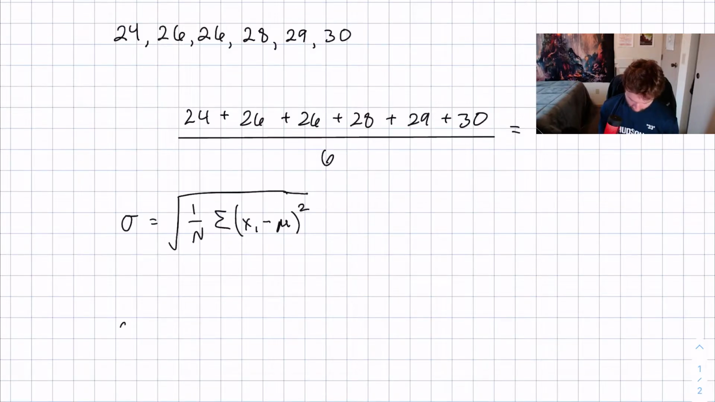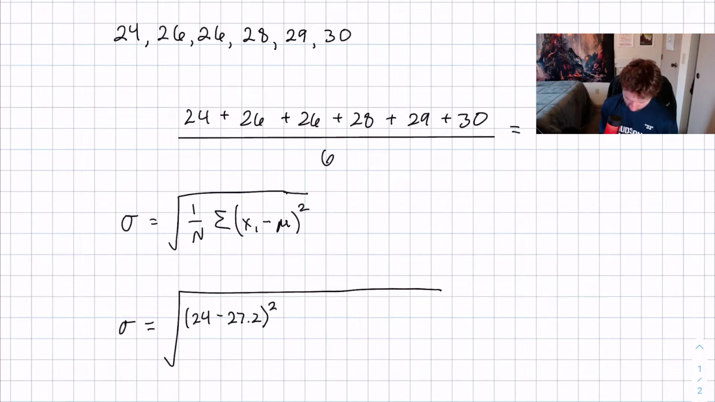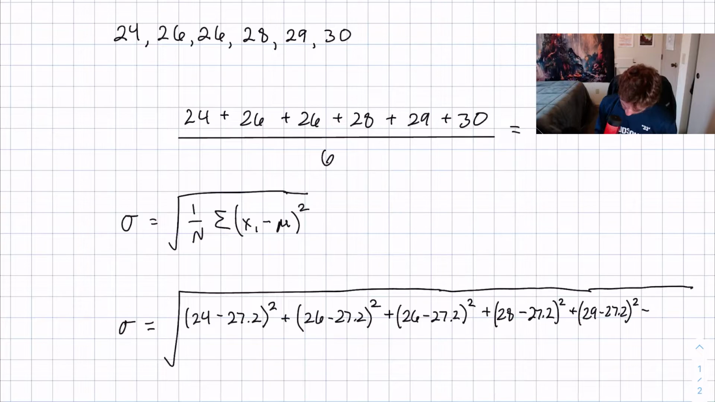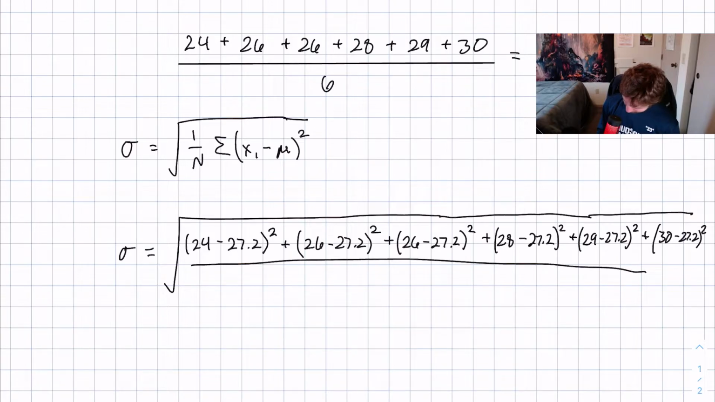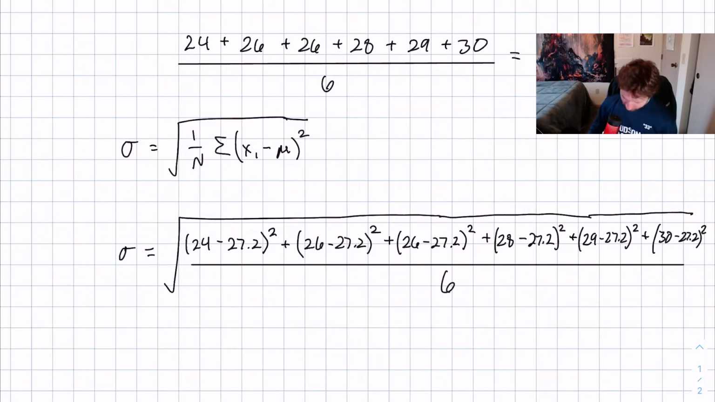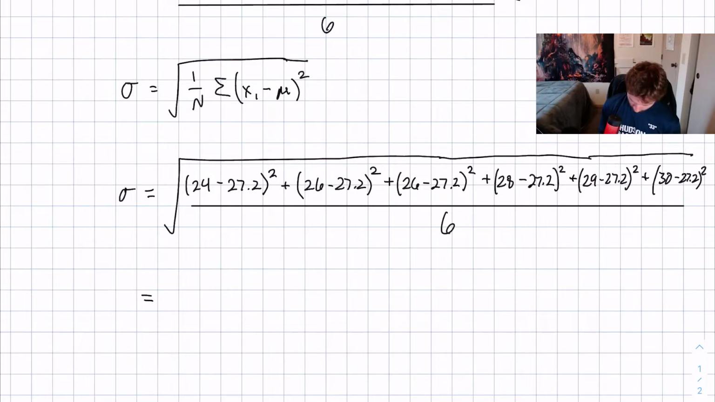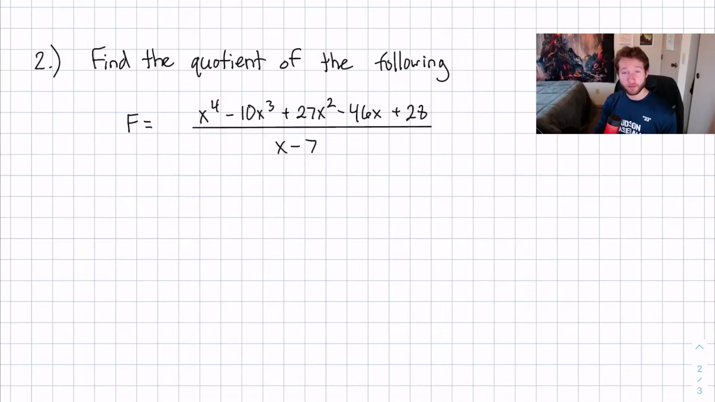All right, so let's do that for this one. Big square root. I'm going to start with the first number, which is 24. We're going to subtract the average from that, square it, and just keep going and add these together. Oh boy, running out of room here. 27.2. All right, not the cleanest work from me there. And we'll divide that all by 6. Once we plug and chug all that through, we should get a standard deviation of about 2.03. First question done.